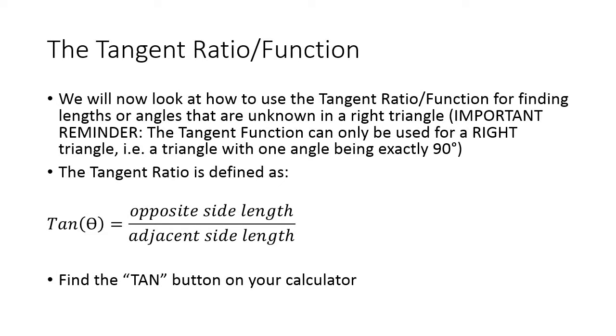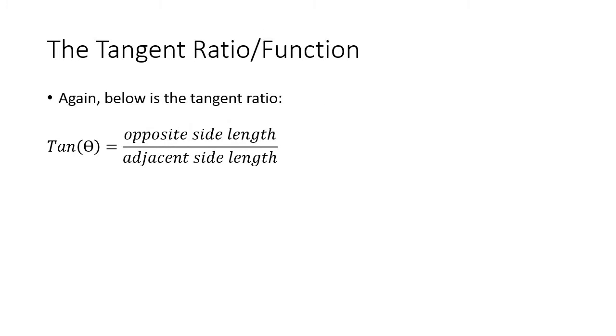Find the tan button on your calculator. It should be on all scientific calculators and definitely on graphing calculators, but you likely do not have a graphing calculator yet, as it is typically only in grade 10 math that you first learn the basic trigonometric ratios. So find that tan button. Again, I've just rewritten what the tangent ratio or formula is below.